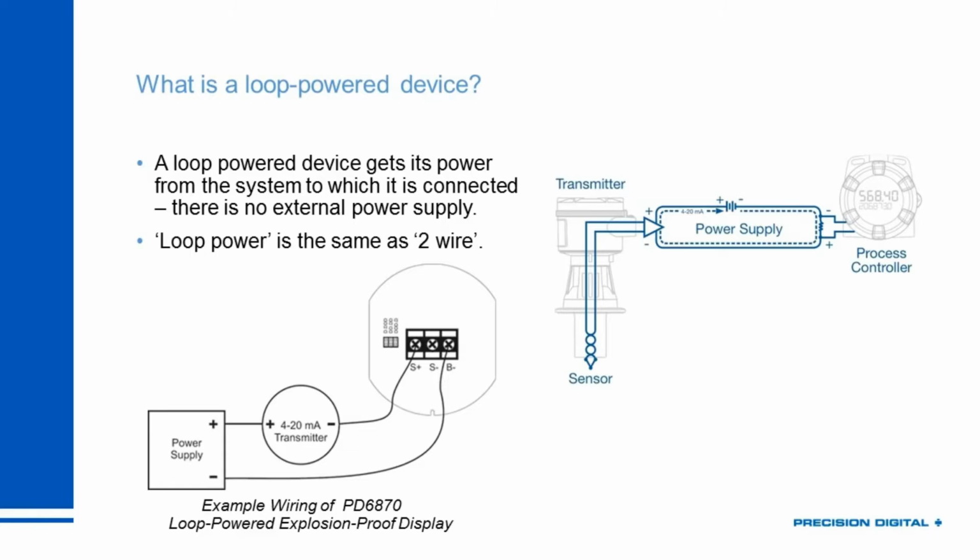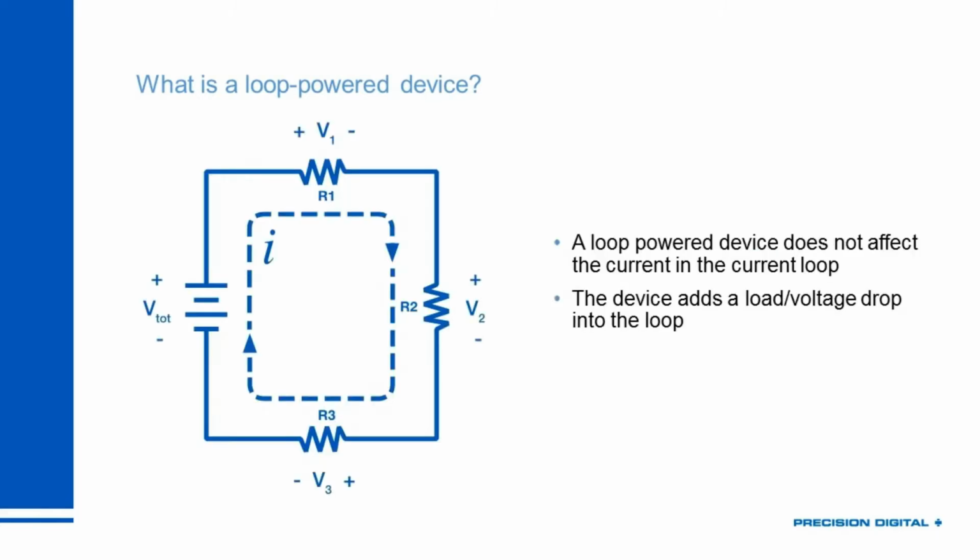Now, because it's being powered by that 4 to 20 milliamp loop, there are some unique characteristics that are going to come along with it being a loop-powered device. In order to understand what that is, I just wanted to talk very briefly about how a 4 to 20 works. We have a webinar that we did last week that's up on Precision Digital's website, predig.com, that you can watch if you want to, that will talk more about the basics of the 4 to 20 milliamp signal. So I'm just going to touch on it very briefly here.